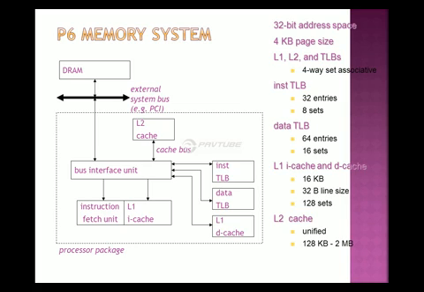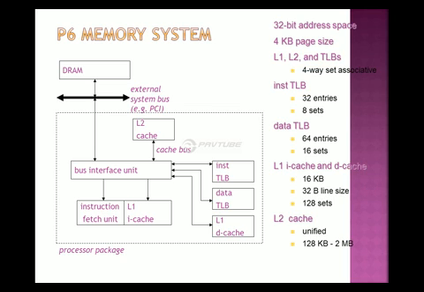This is the diagram that shows how the P6 memory system is used. One is the dynamic RAM, then the external system bus, for example PCI, then the L2 cache, the same concept. If the data is available, then we can use either the cache memory or the TLB, that is, the address translation is done with the help of the cache memory or the TLB. On the left hand side it shows the cache memory that is used, and on the right hand side there is a TLB, that is, data is available with the help of the translation lookaside buffer. So this shows how the memory system, or address translation, is done with the help of the cache memory and the TLB.